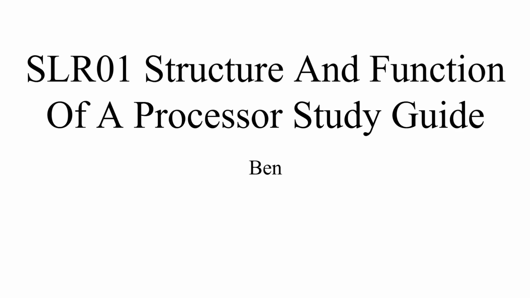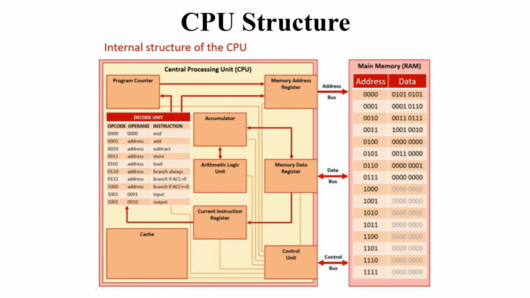Going over my homemade study guide for SLR1, the structure and the function of a processor for A-level computer science OCR specification. The main components of the CPU that you'll be required to know are the program counter, the memory address register, the address bus, the RAM, decode unit, accumulator, arithmetic logic unit, memory data register, data bus, current instruction register, cache, control unit, control bus, how they all interact within the CPU.